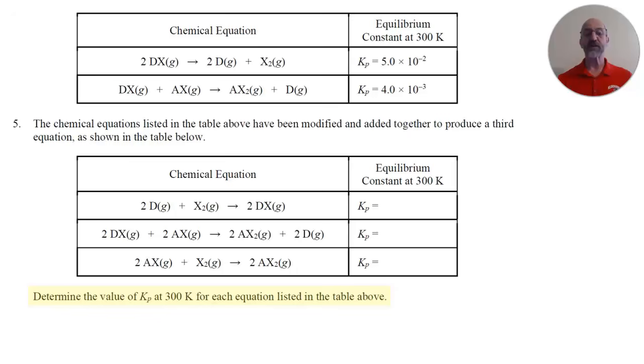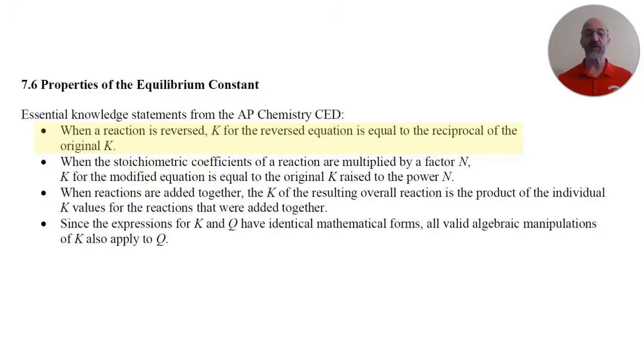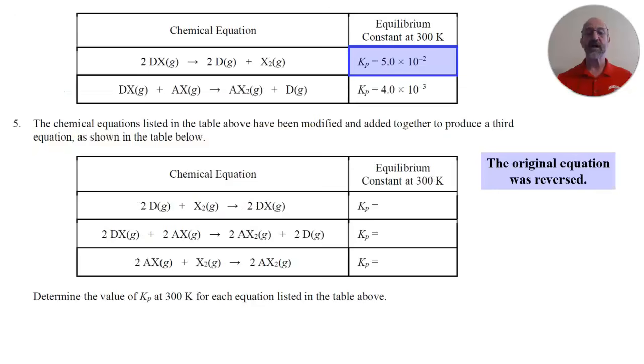So I'll start with the first equation listed in the table above. What change was made to that particular equation? It looks like the coefficients were not affected, but simply that the equation was reversed. Again, remember that when a reaction is reversed, K for the reversed equation is equal to the reciprocal of the original K. So 1 divided by the quantity 5 times 10 to the negative 2 will give me the new version of K. So the new version of K mathematically is equal to 20 when I do that math.